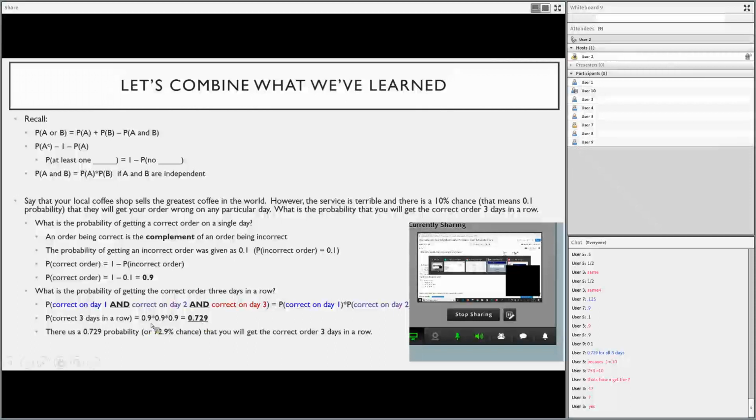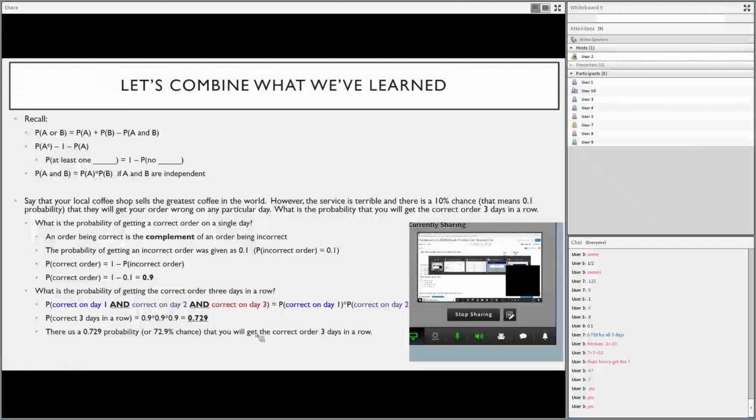This 0.729 right here, I got by multiplying 0.9 times 0.9 times 0.9. So if you grab your calculator and you multiply 0.9 times 0.9 times 0.9, you should get 0.729. Do you get that? Awesome. Does that make sense why we multiplied the 0.9 3 times?